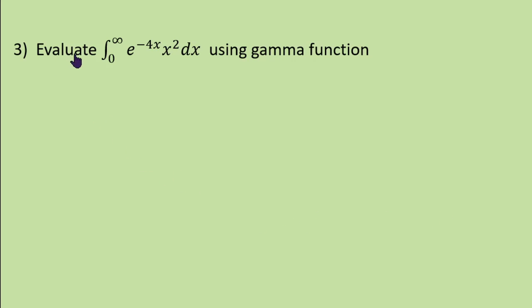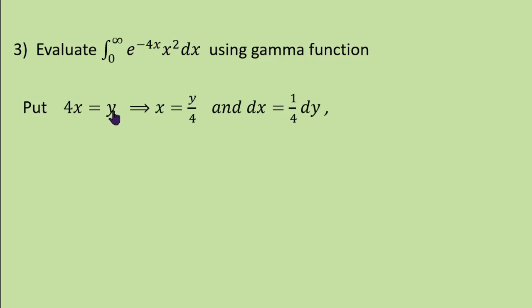Now question number 3, evaluate the integral, x varying from 0 to infinity, e power minus 4x x power 2 dx using gamma functions. Now apply the formula: integral 0 to infinity e power minus y, y power p dy, that is gamma p plus 1. To apply that formula, first you make 4x is y. Put 4x is y. Then x is y by 4. dx is dy by 4.